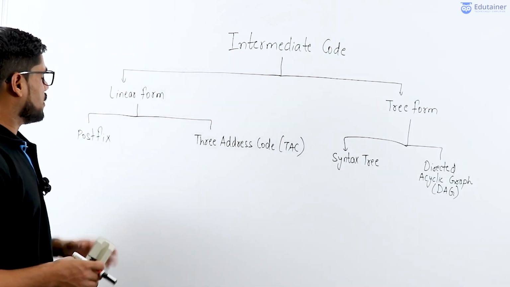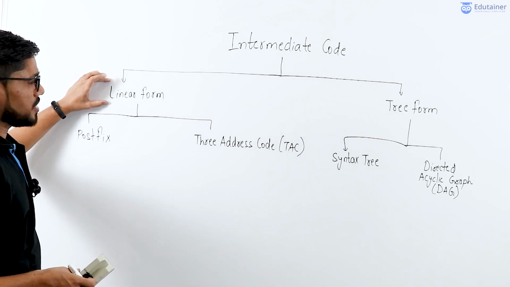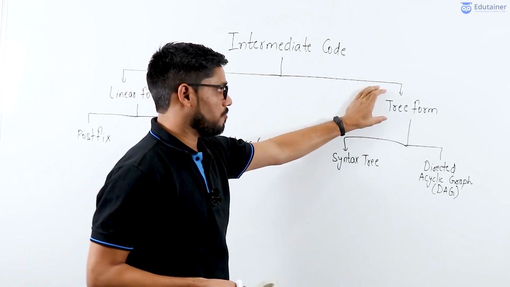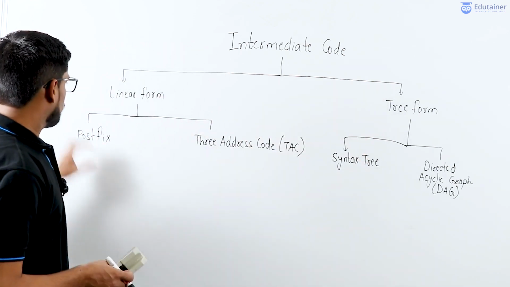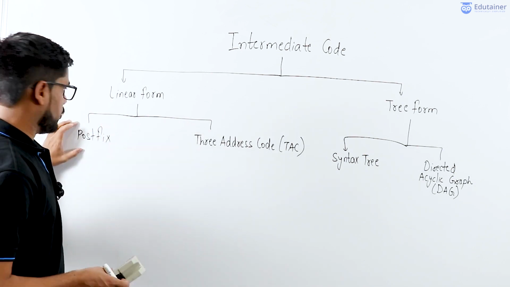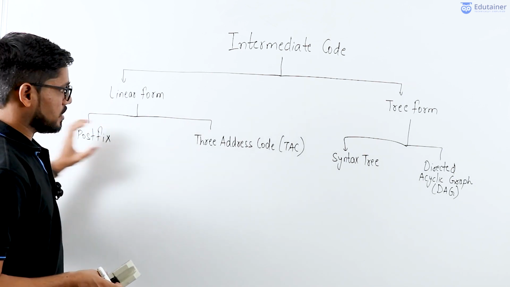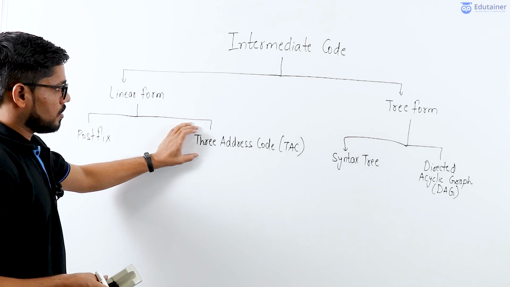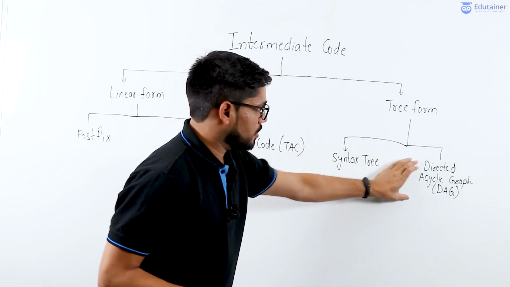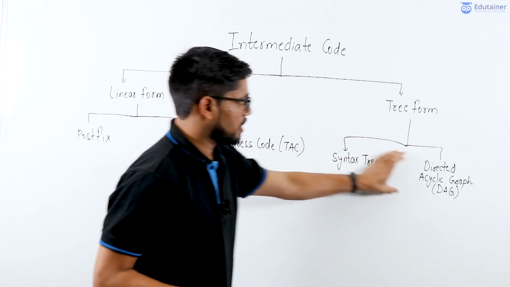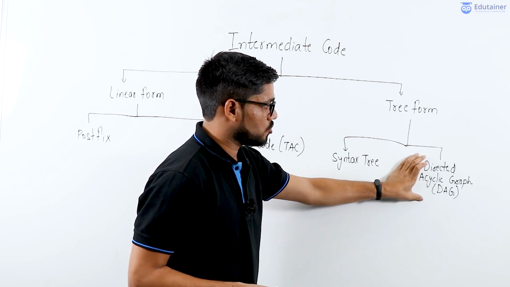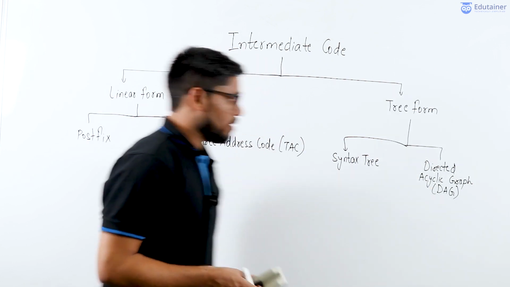Intermediate code generation is represented in two forms. First is the linear form and second one is the tree form. In linear form we categorize it into two parts further. First is the postfix and second is the three address code. And the tree form is also divided into two categories. First is the syntax tree and second is the directed acyclic graph. Directed acyclic graph is called DAG in short form.